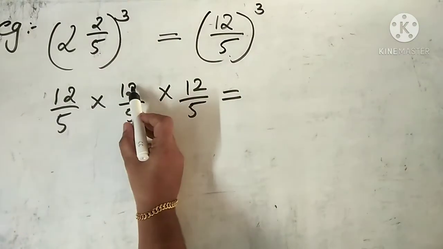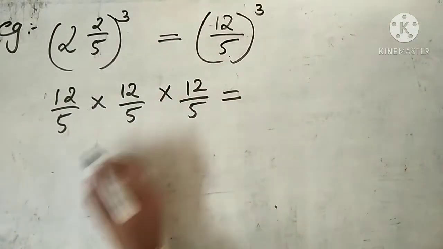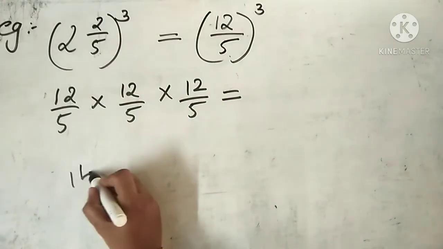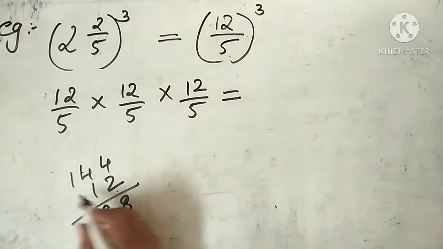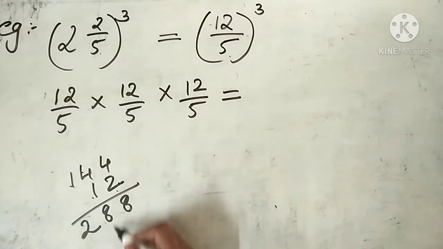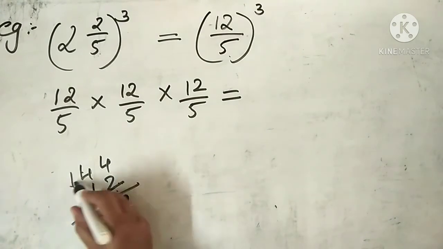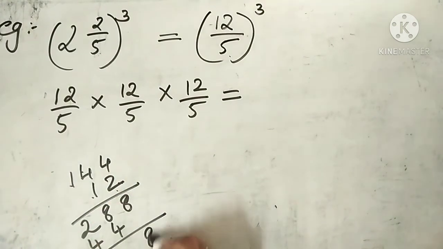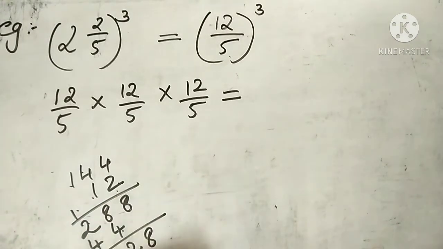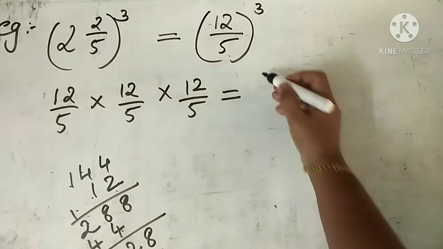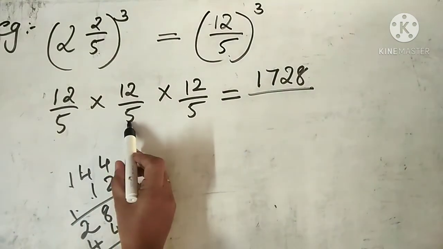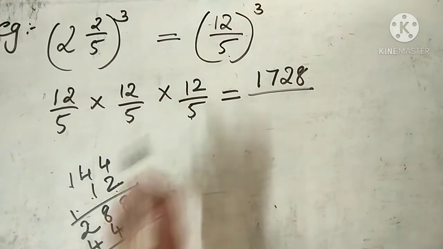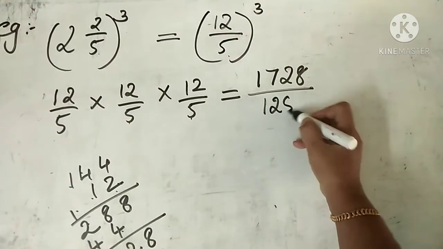Answer is 12 into 12, 144. 144 into 12. Let's see. 4 2s are 8. 1 2s are 2. Then 4 1s are 4. 1 1s are 1. So 8. 8 plus 4, 12. 4 plus 2, 6. 6 plus 1, 7. Then 1. Answer is 1728 by 5 5s are 25, 25 into 5, 125.